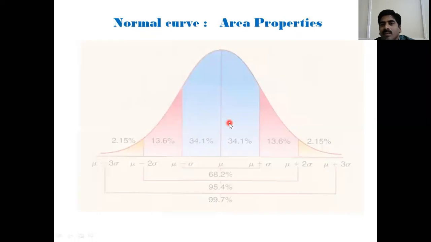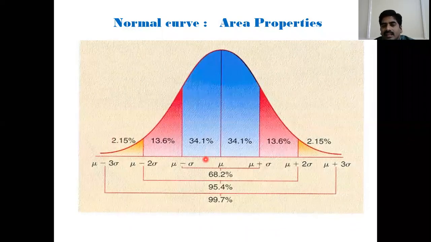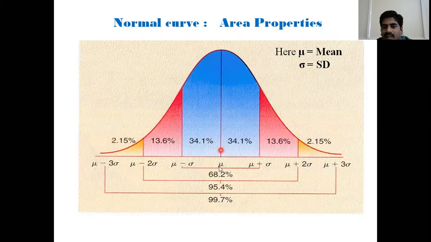So these are the area properties. See here, mu means mean. This symbol sigma means standard deviation. The mean is always at the center position. Here mu means mean. Okay.